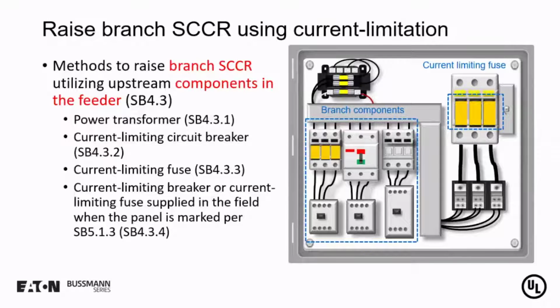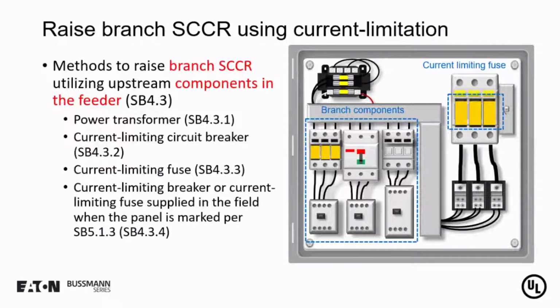Now when it comes to the third option, which is a power transfer, that might be where perhaps we can raise those 5 kA components. So we have 3 basic options. We can use a transformer, and again it'd be a power transfer because it must be in the feeder circuit. Okay, we can use a current limiting circuit breaker and a current limiting fuse. And if we do use a current limiting circuit breaker or a current limiting fuse, we are allowed to have that supplied outside of the panel.